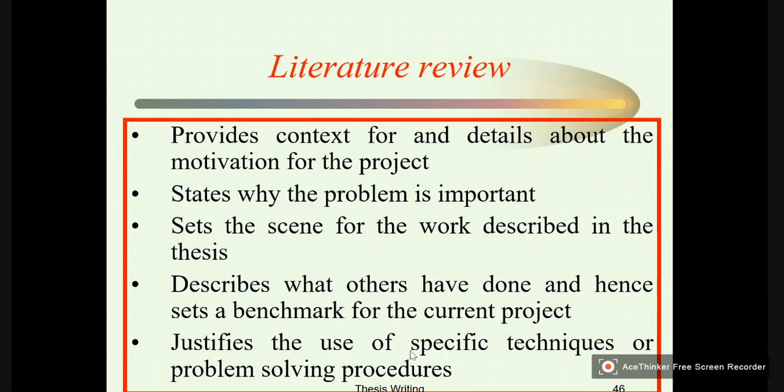It describes what others have done and hence sets a benchmark for the current project. That means it justifies the use of specific techniques or problem-solving procedures.